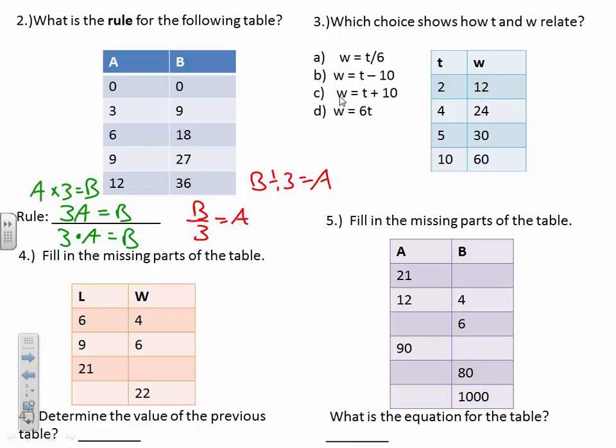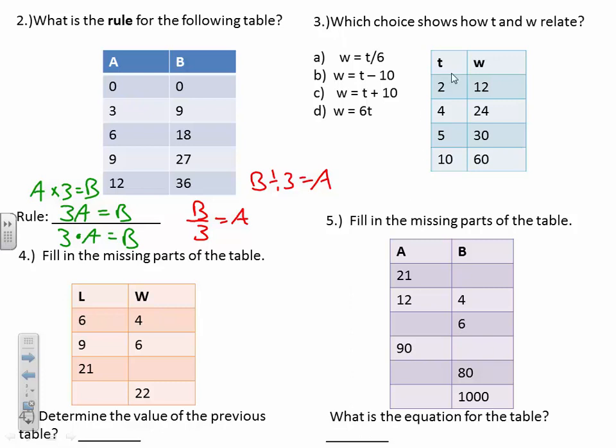Well, look over here. All these say W equals something. So basically what that's saying is, what do I do with T to get me W? What do I do with 2 to get me 12? What do I do with 4 to get me 24? And remember, it's got to be the same for all of them. These are all equivalent. So why don't you hit pause and see if you can pick one of these choices?